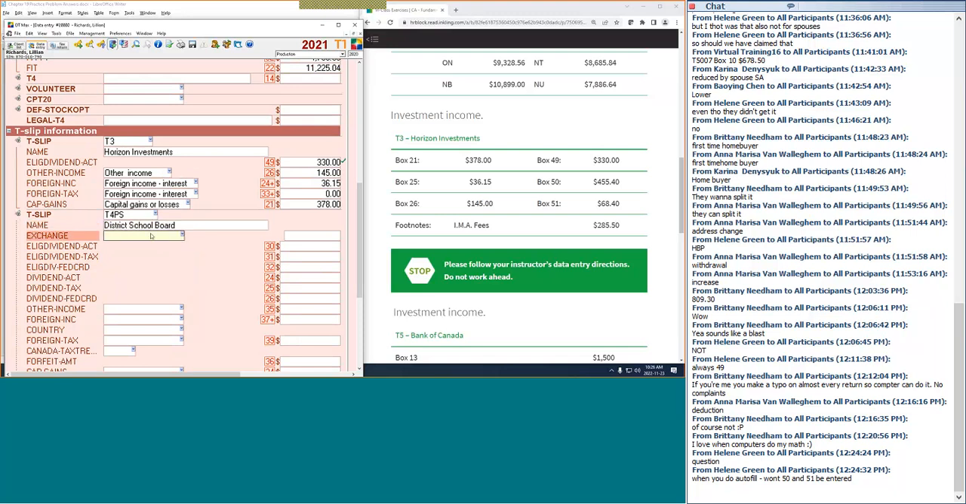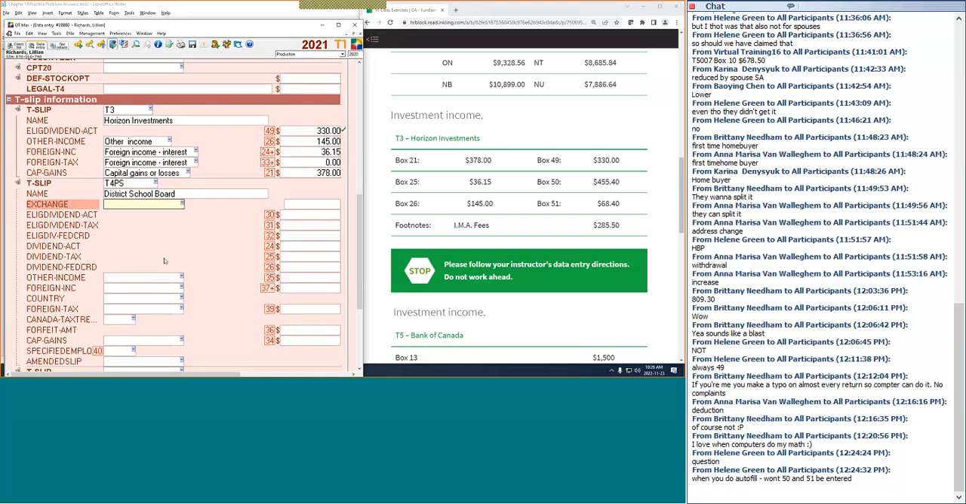Again, if it's in foreign income, you can do an exchange rate. I'm not going to in this case because it's a local school board. I want you to notice there's a lot of things on here that are going to look familiar. It's the same type of information you see on a T3 or a T5.